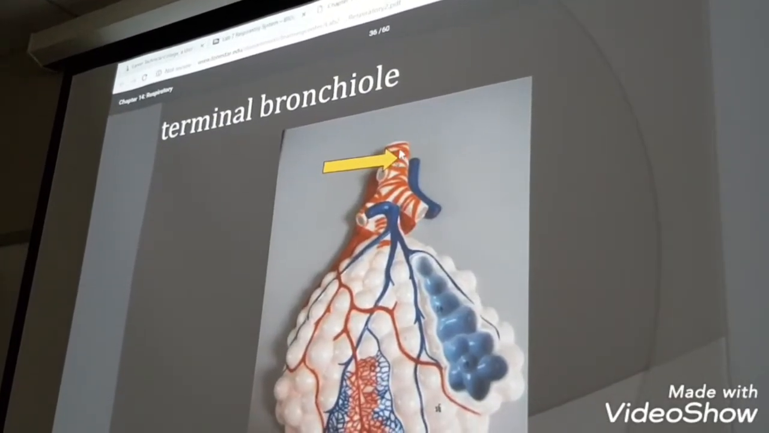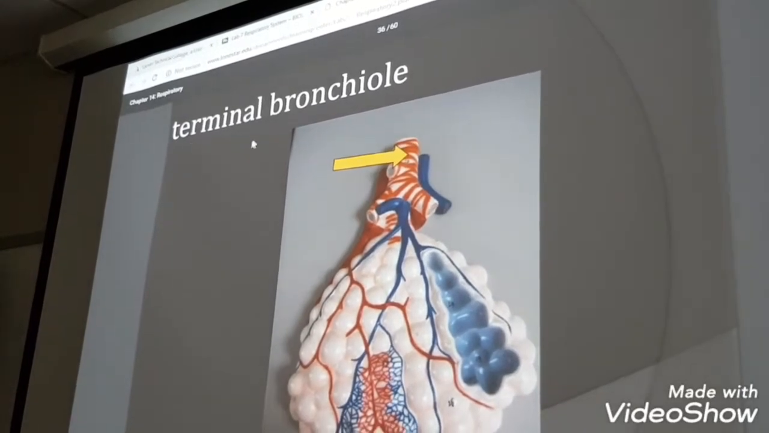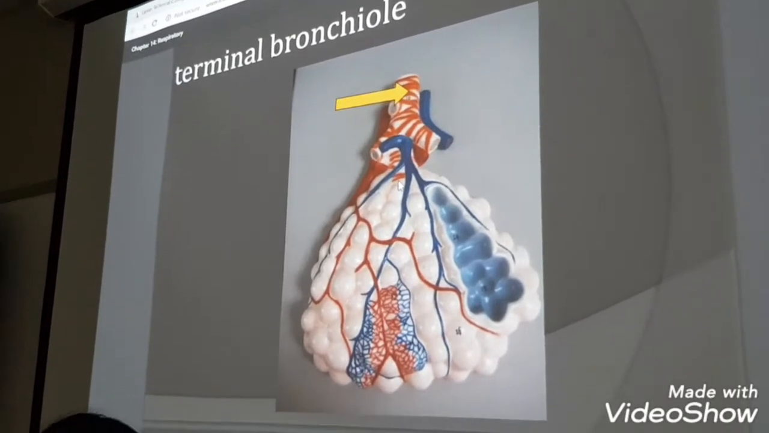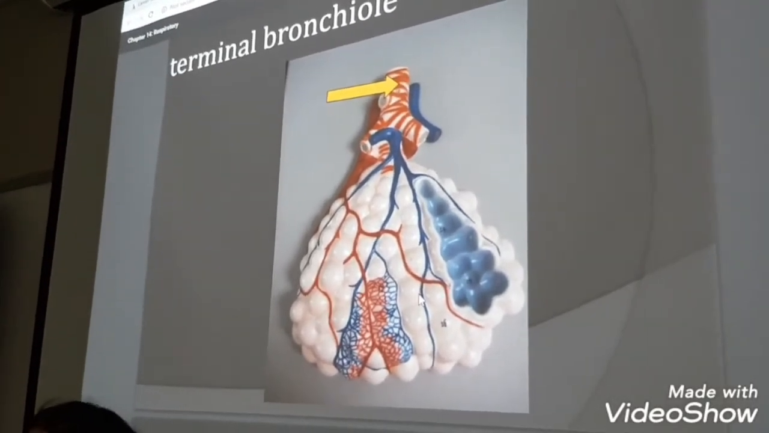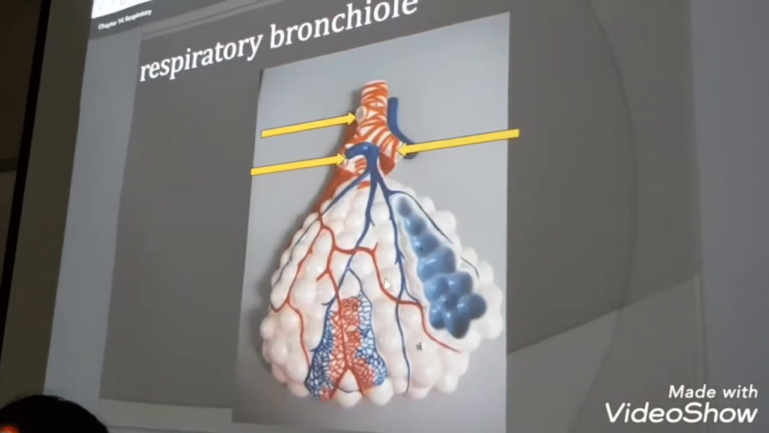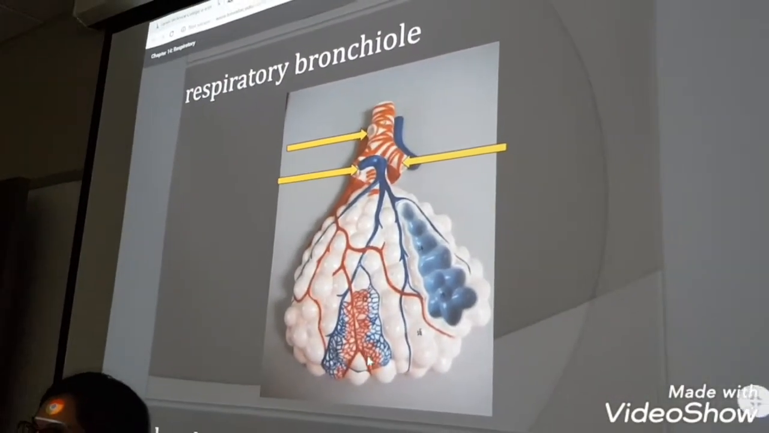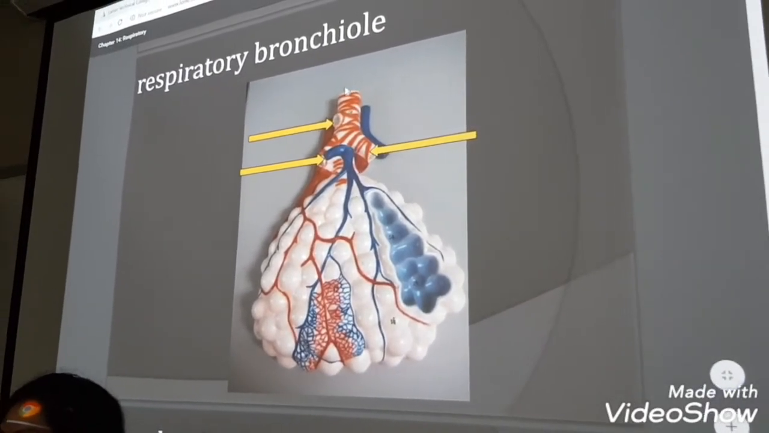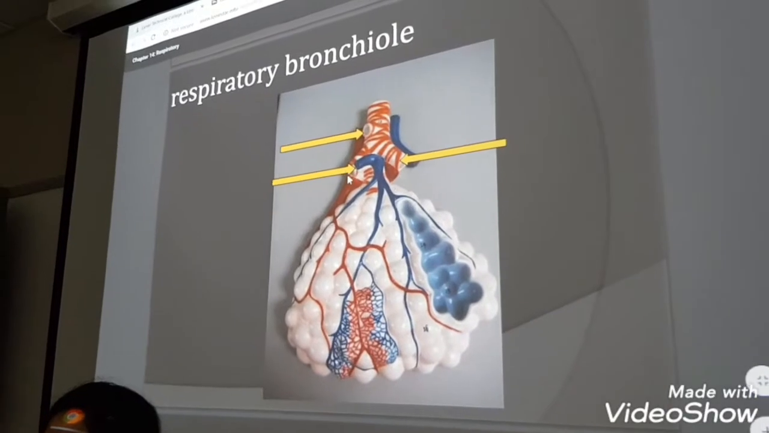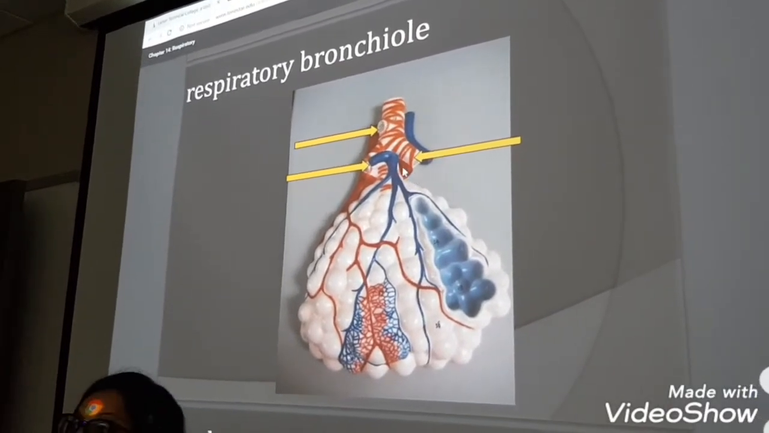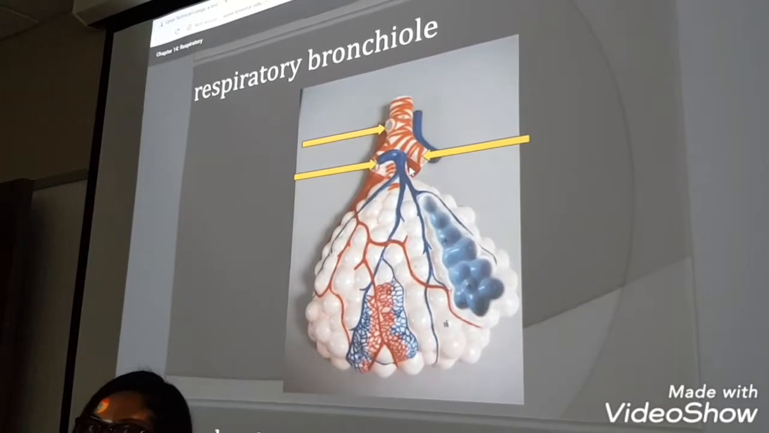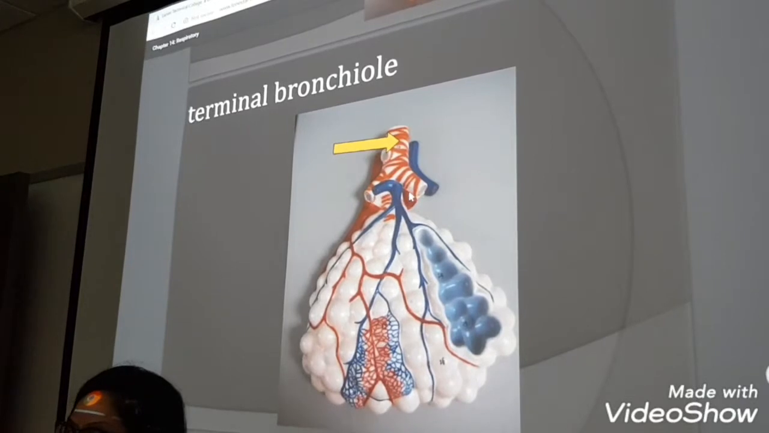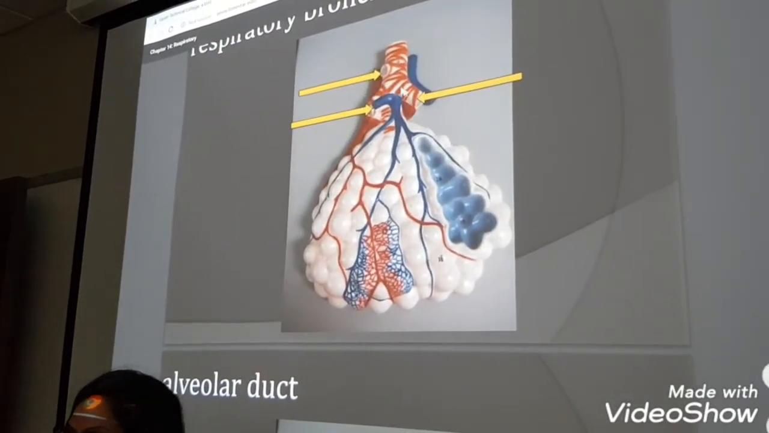This is our last branch, so we call it a terminal bronchiole. Attached to it is the actual air sac, and the air sac is called an alveoli. Alveoli looks like a cluster of grapes. The respiratory bronchioles are the specific holes coming off of the terminal bronchiole. See the terminal bronchiole and then the respiratory bronchiole.